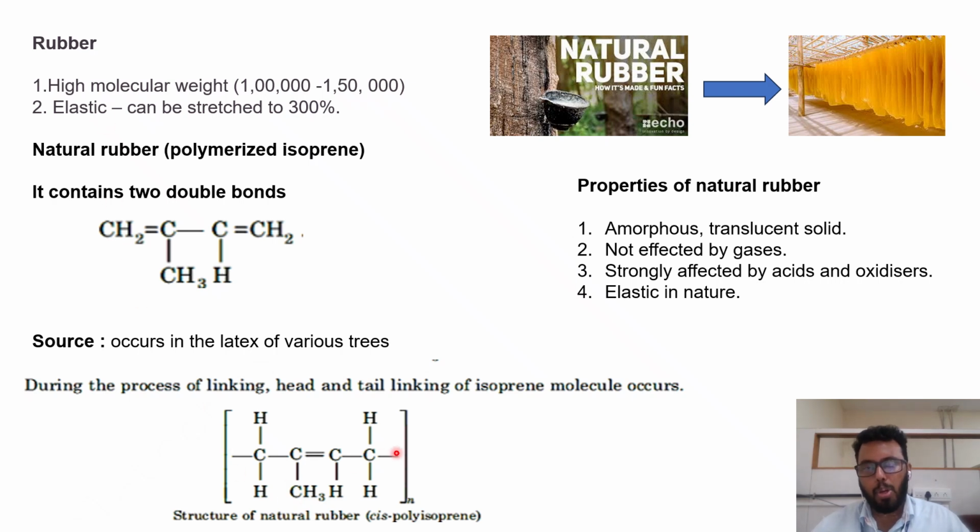alternate single and double bonds will be present. So this is the structure of natural rubber, cis isoprene. And the properties of natural rubber: it is amorphous, very translucent, solid, not affected by any gases, strongly affected by oxidants, acids and oxidizers, and elastic in nature as well.